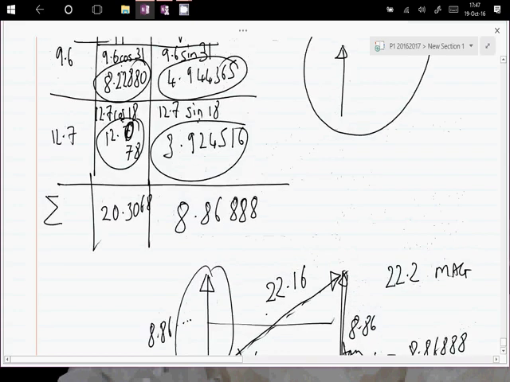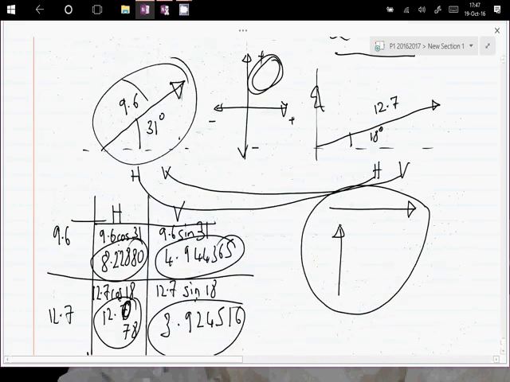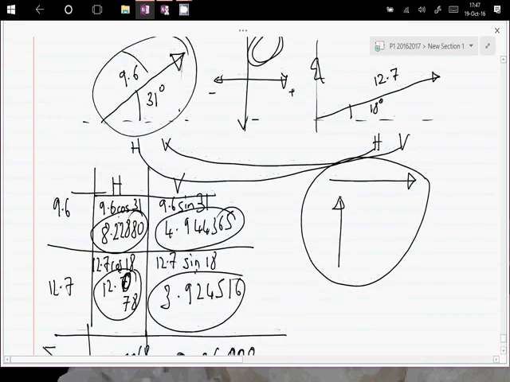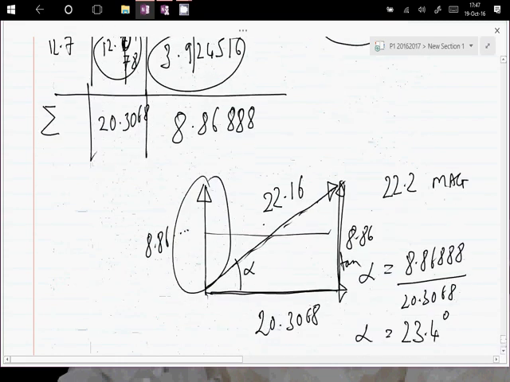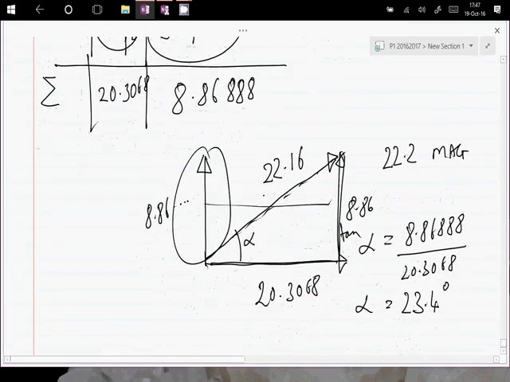So you've seen a simple way to add two simple vectors. I'm going to do one more video where I'm adding two more complex vectors, but this is the way we do that. We break them down to the horizontal and vertical. We add the horizontals, we add the verticals, and then once we've got that, we add this. You can add any number of vectors doing this. It's pretty easy.